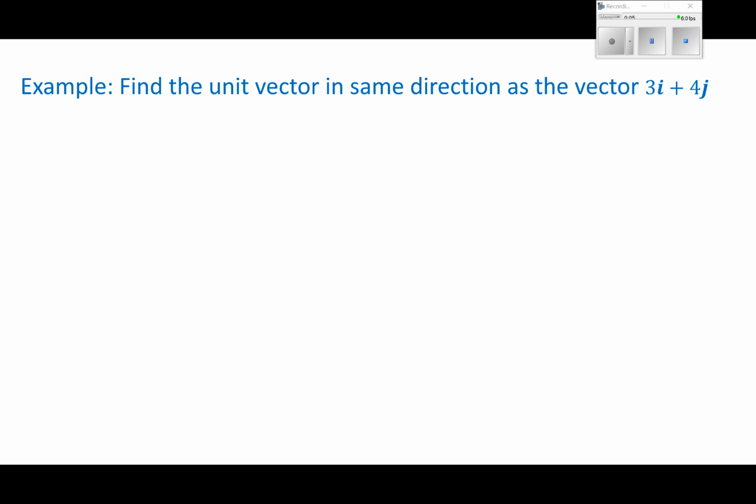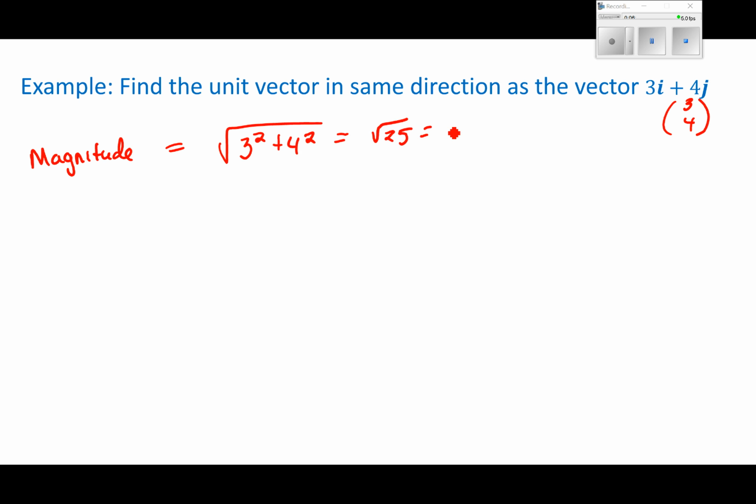So if we want to find a unit vector in the same direction as the vector 3i plus 4j, again, we could write it in column form. We could say 3, 4. First off, we need to know the magnitude. And the magnitude is going to come from the square root of 3 squared plus 4 squared, which is the square root of 25, which ends up just being 5.